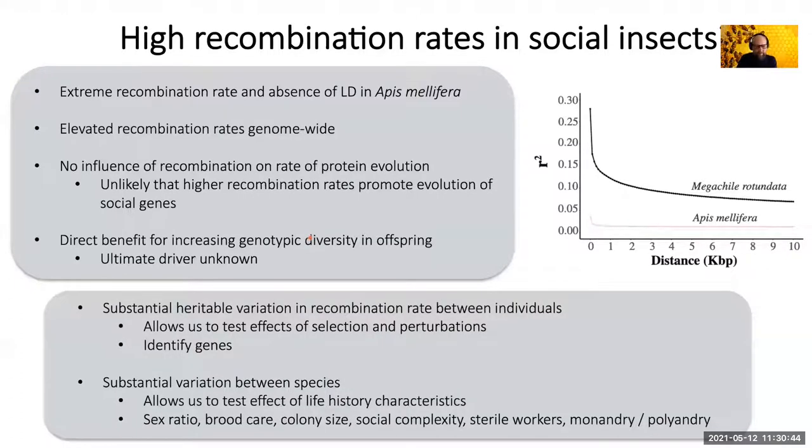However, this is quite promising for the future, because we identify substantial heritable variation between individuals, which will allow us in the future to test effects of selection regimes or perturbations which could affect recombination rate, and possibly identify genes that are important for recombination rate variation in honeybees.